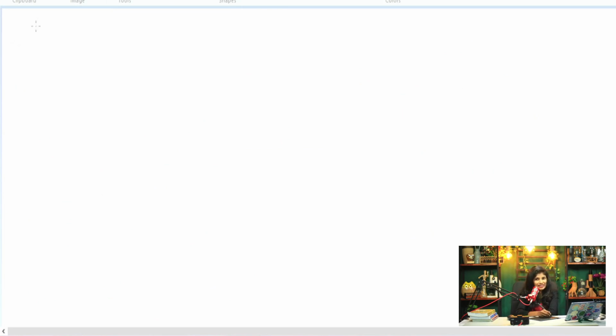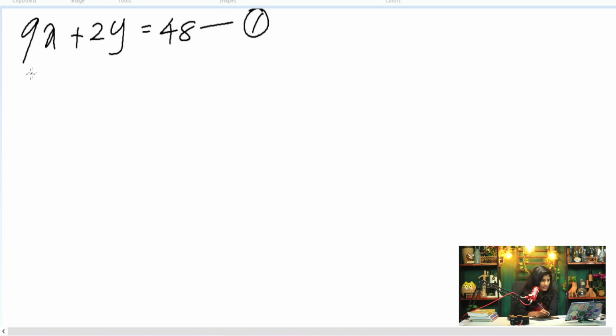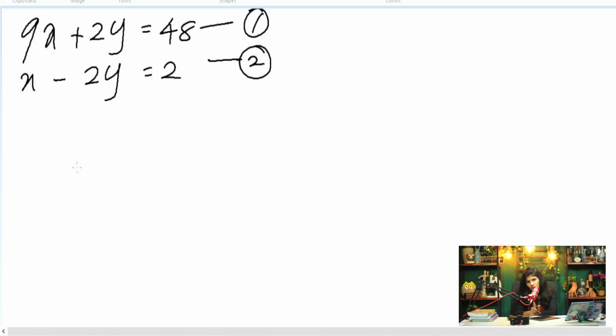So this one is a little bit different. 9x plus 2y equals 48. This is our equation number 1. And x minus 2y equals 2. This is our equation number 2. Okay. So here we have 2y in both the equations. But there is a problem. What is that? In equation 1, 2y is positive. But in equation 2, 2y is negative. So different symbols are there.